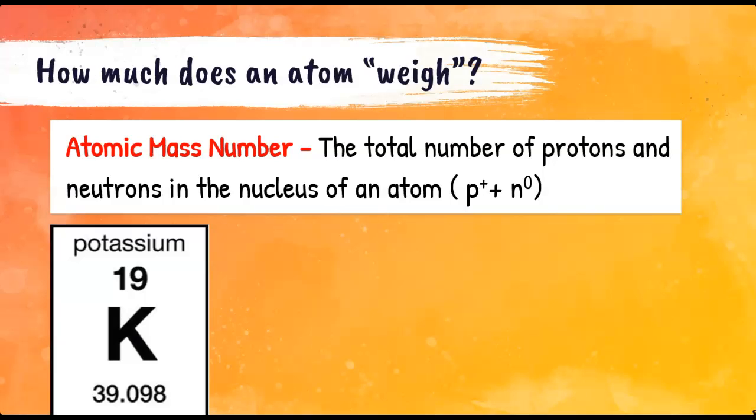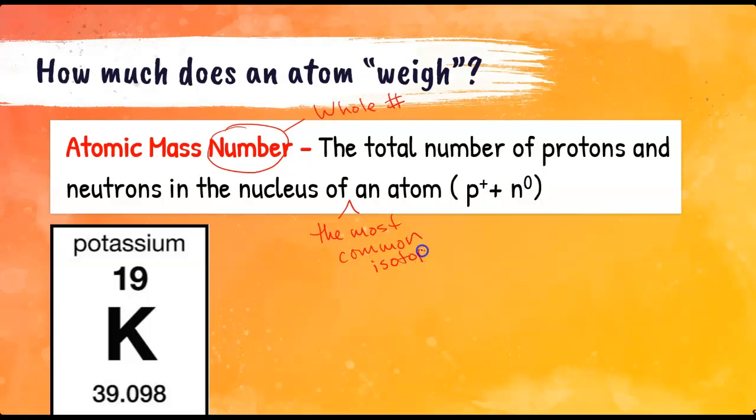And then we have this other thing called the atomic mass number. One of the biggest differences here is this word number. It implies that the atomic mass number has to be a whole number. That means no decimal value. It's the total number of protons and neutrons in the nucleus of an atom. And we can be more specific than this. Now that we know about isotopes, it's the total number of protons and neutrons in the nucleus of the most common isotope of an atom.